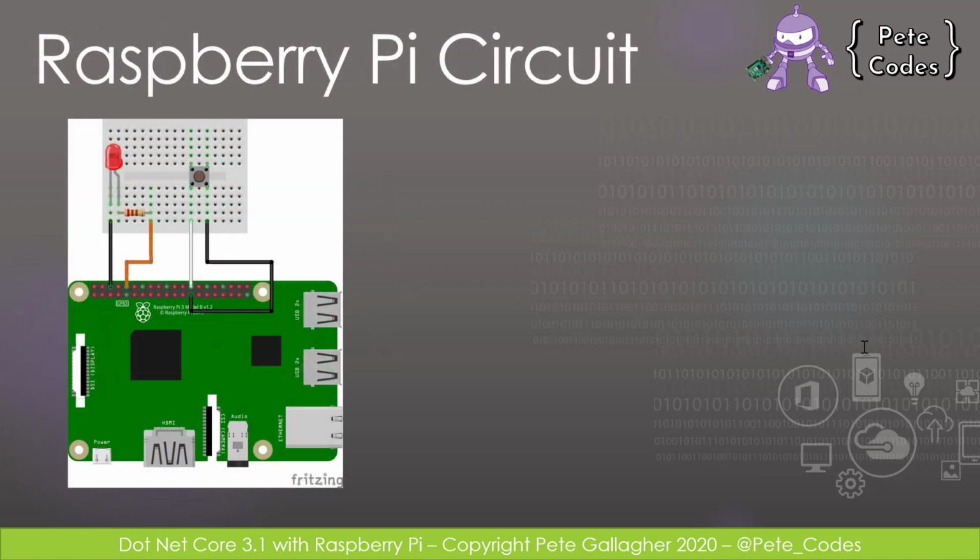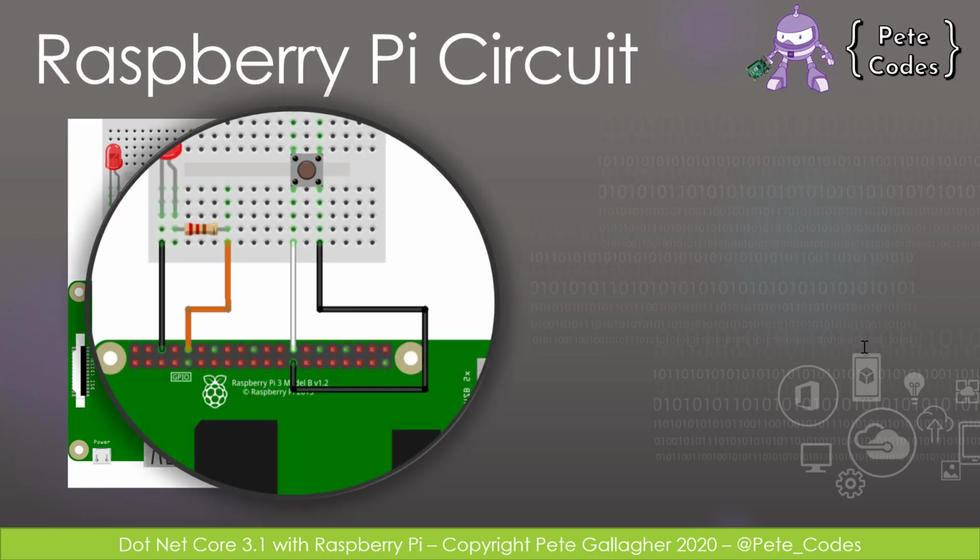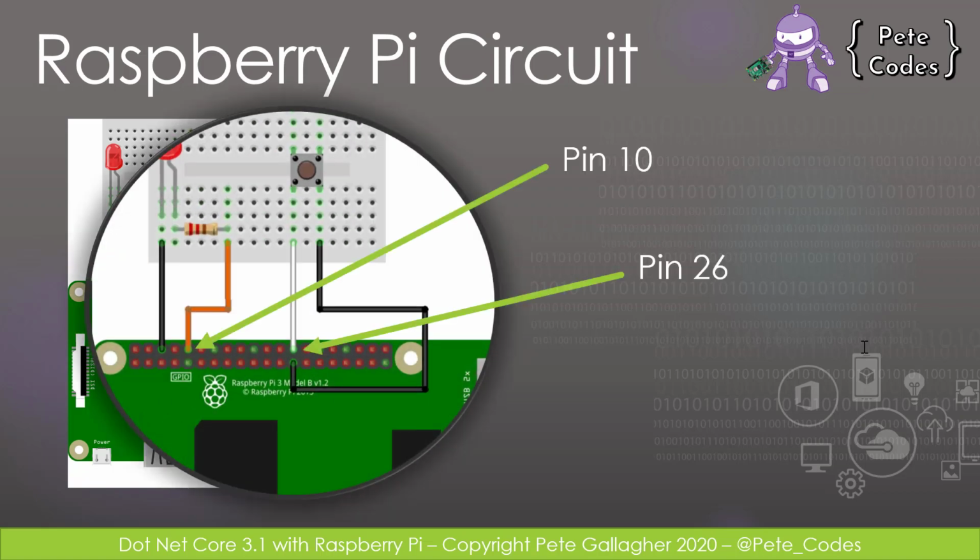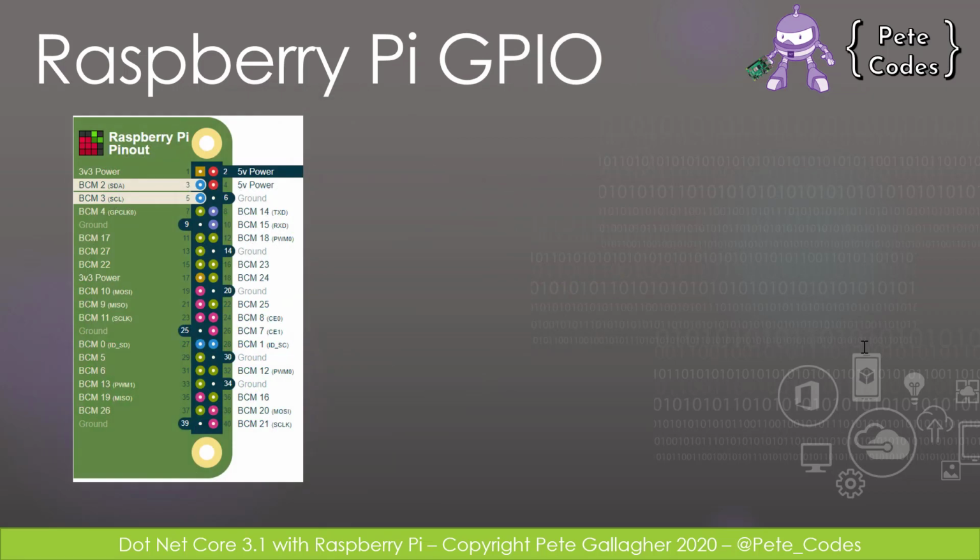I've wired up a small circuit to my Raspberry Pi, so we have an LED and a button wired up. There's a resistor in line with the LED to stop it from blowing up. Just delving into what's happening here, on pin 10 I've connected an LED through the resistor, and on pin 26 I've connected the button. Just a little bit about GPIO on the Raspberry Pi.